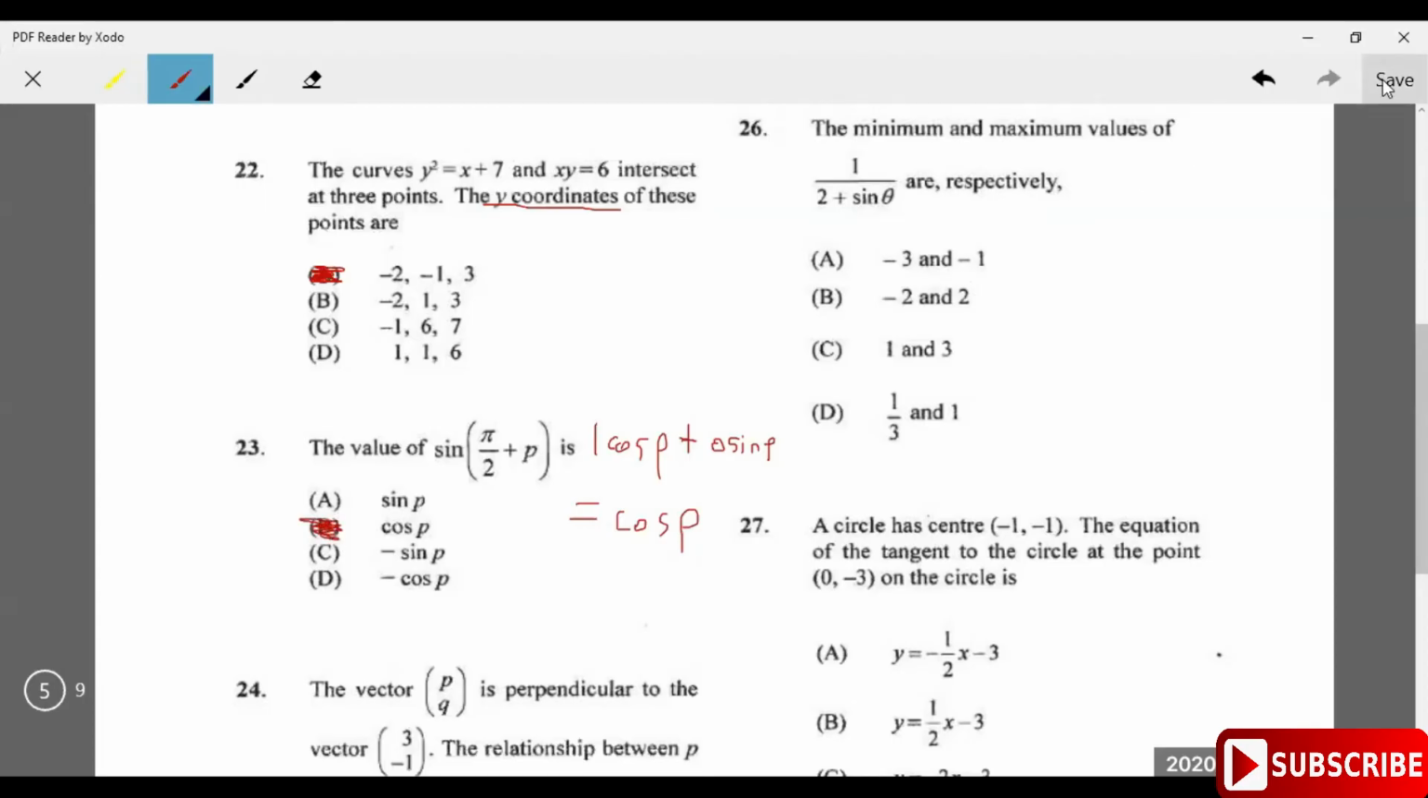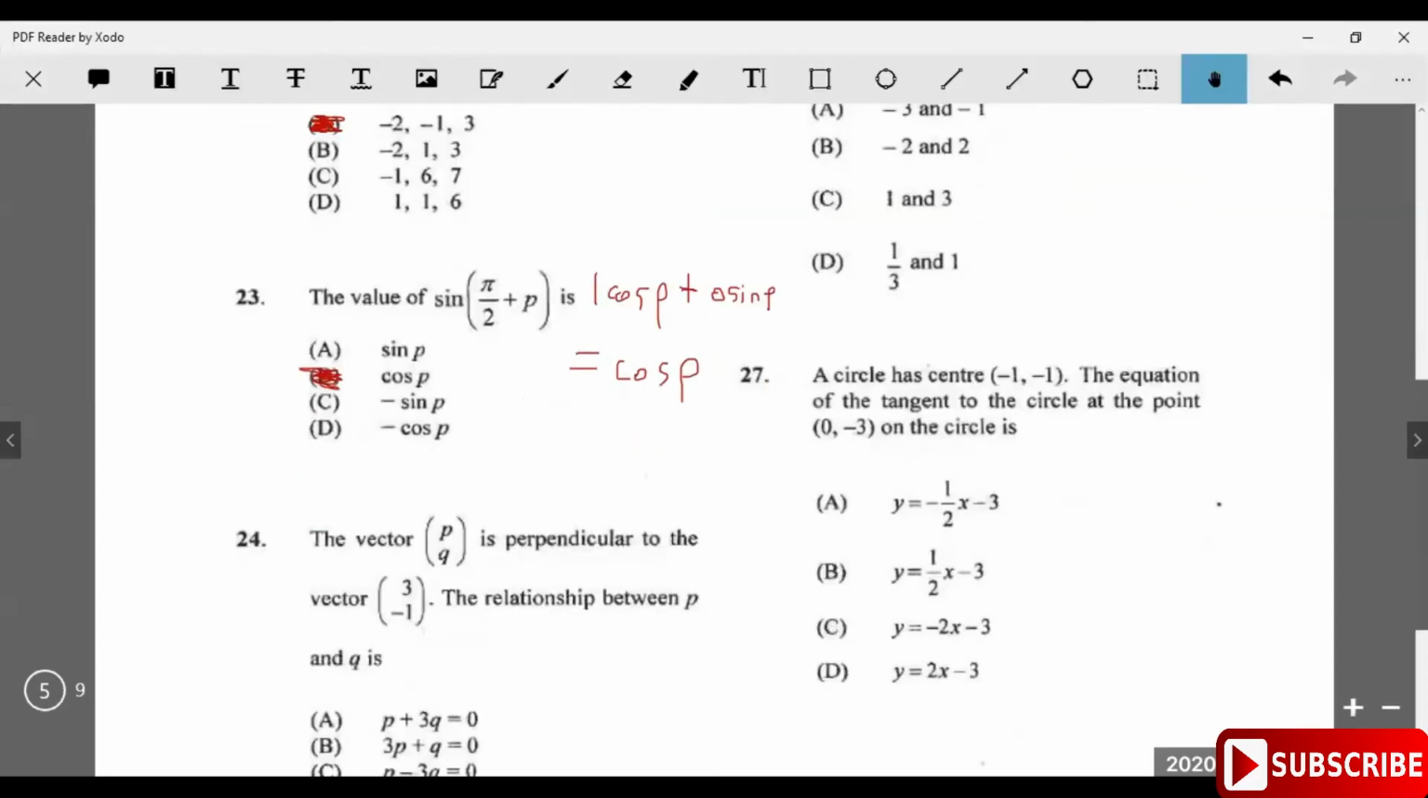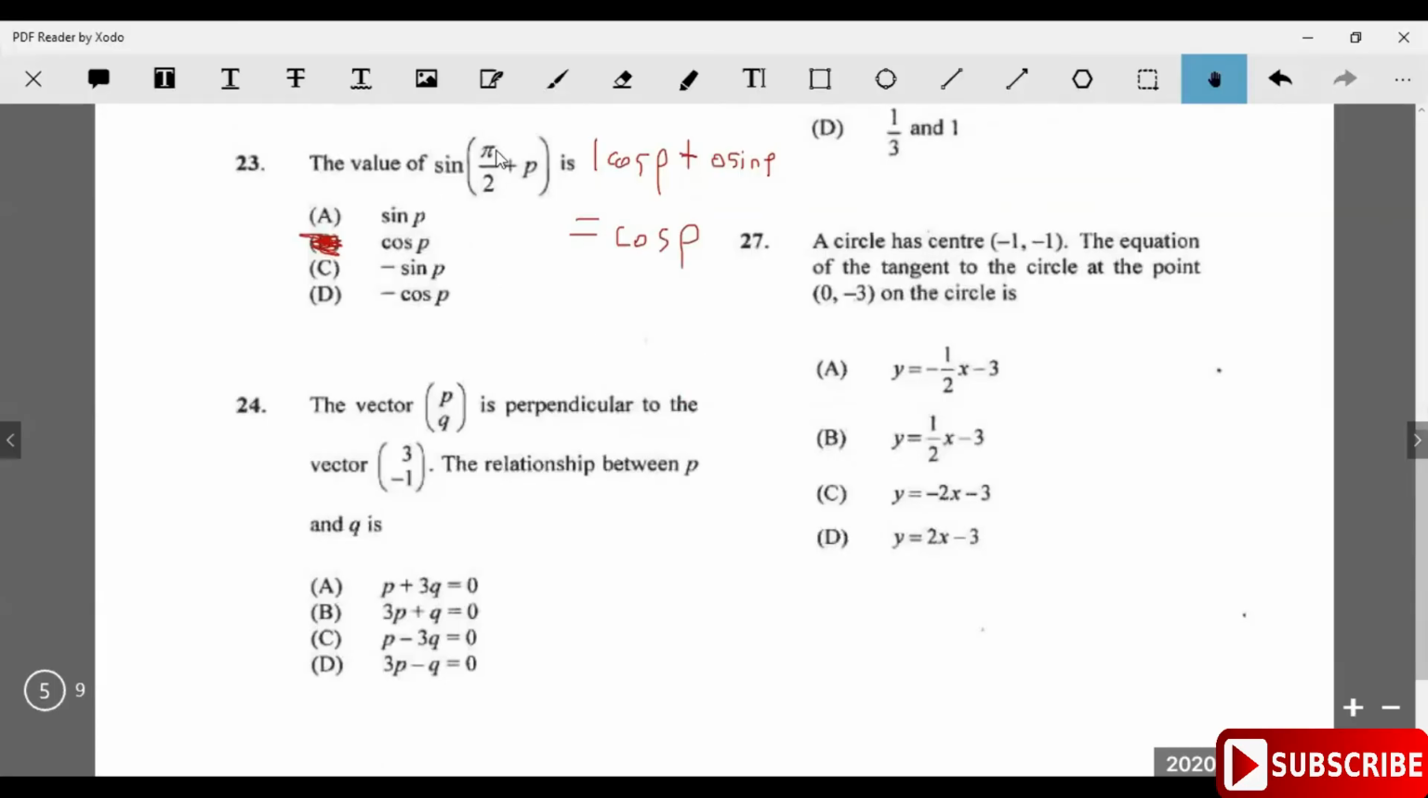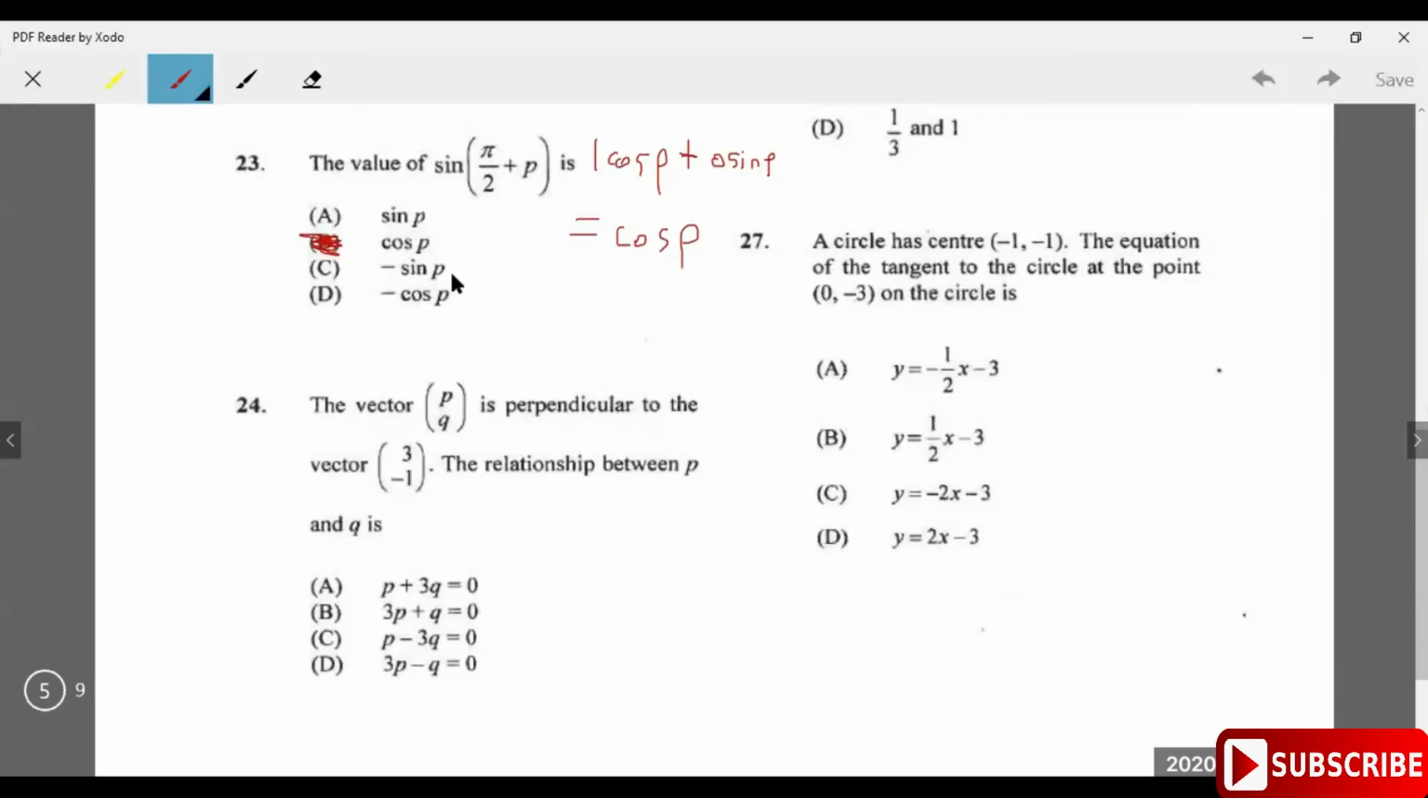Easy, soft. Question 24 says that P and Q are perpendicular, and so P dot Q is equal to 0. If P dot Q is equal to 0, then 3P minus Q is 0. And that's easy. That's option D. Easy.